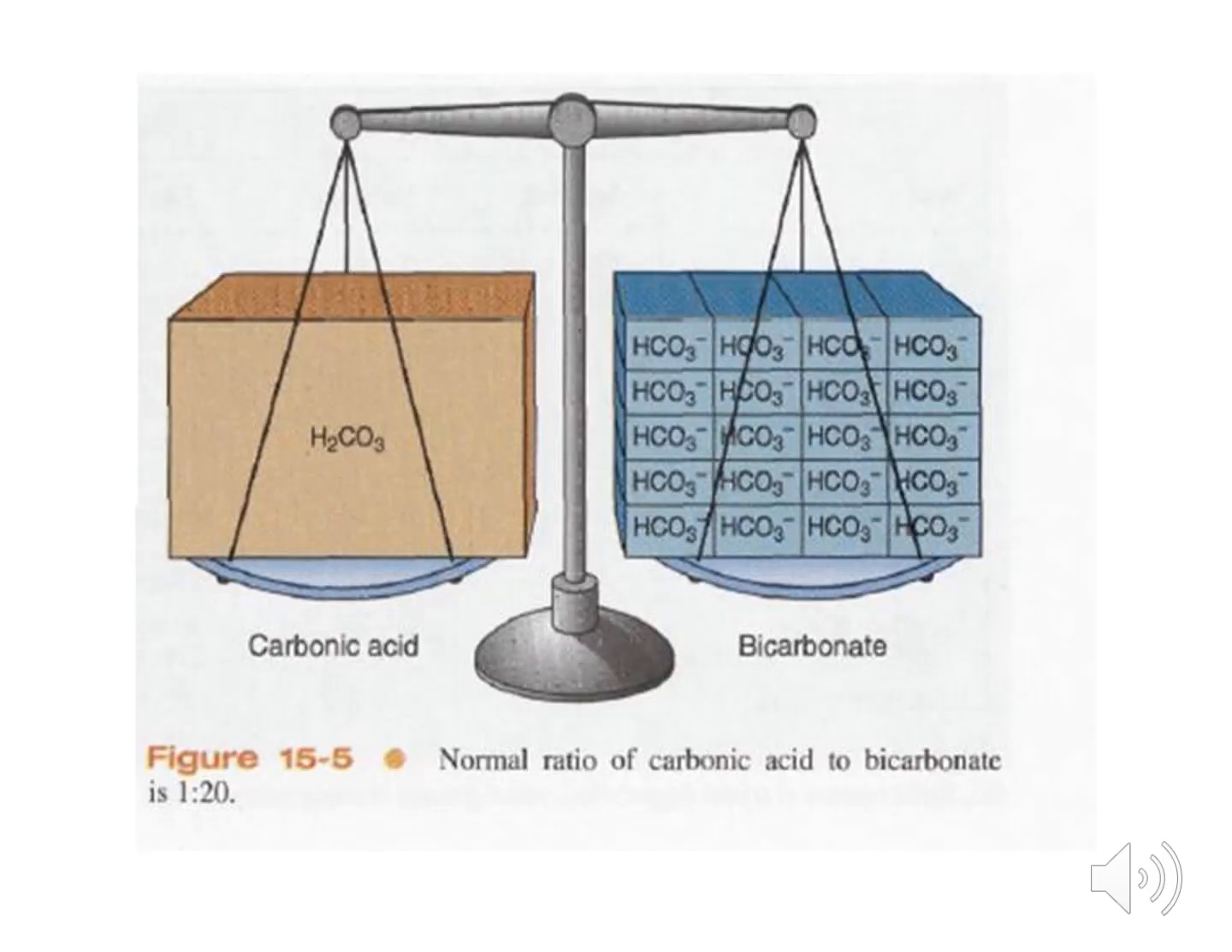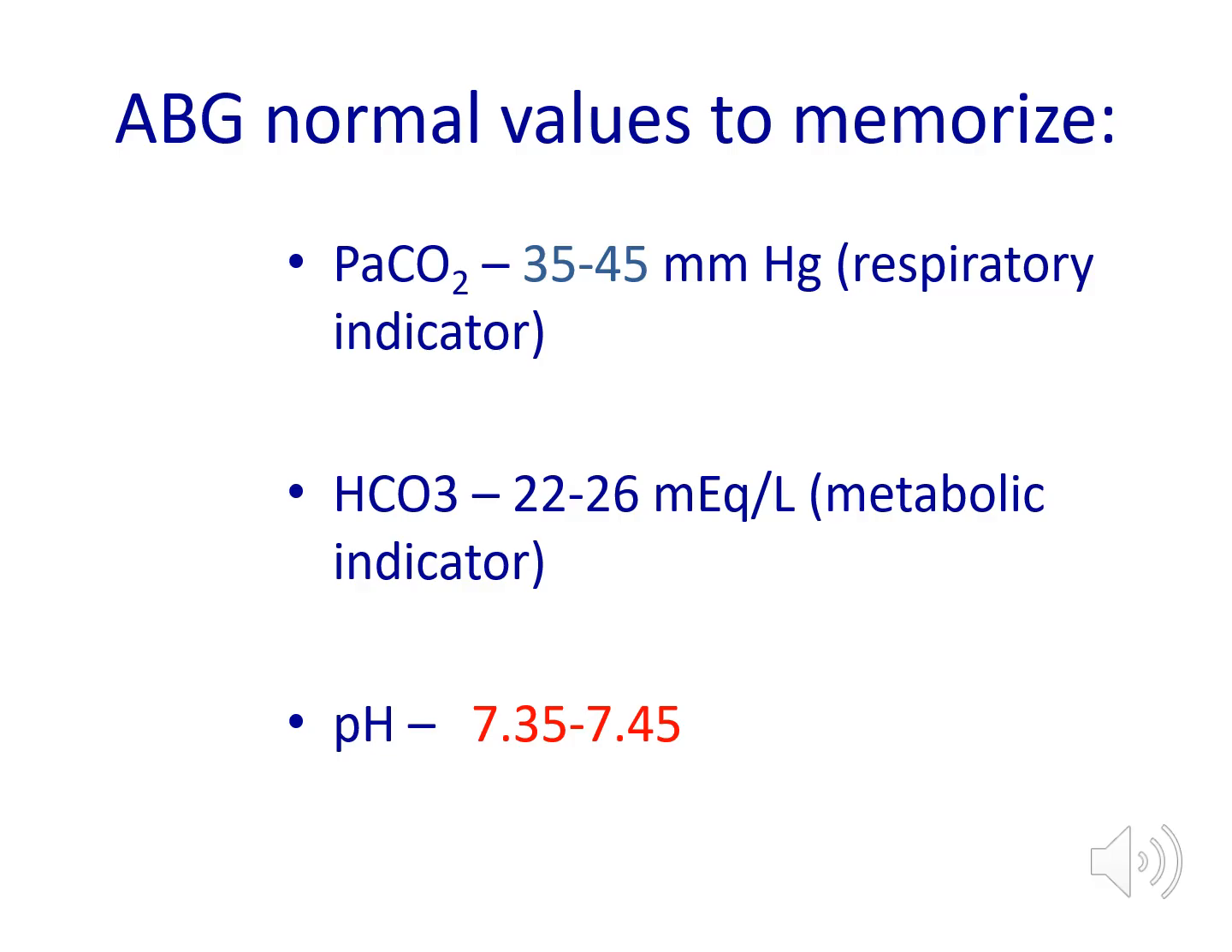This picture can maybe help you visualize better what we're talking about when we're talking about the 20:1 ratio, the 20 bicarbs to 1 carbonic acid. That's the ratio that you have to have in order for the pH to be normal. Now, maybe you're looking at these numbers that we mentioned earlier and saying, that doesn't look like a 20:1 ratio to me. Okay, remember that the 20:1 ratio is bicarb to carbonic acid. These numbers are for bicarb and carbon dioxide. So the numbers aren't going to work out, but the 20:1 ratio is still important.